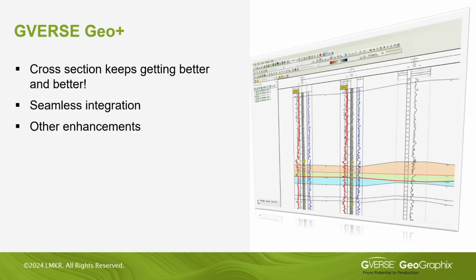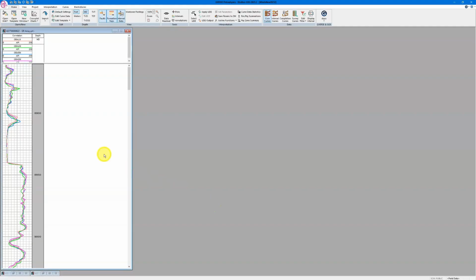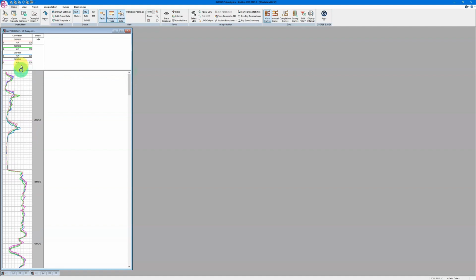All right, let's get back to the presentation here. And now we're going to be talking about GVERSE Petrophysics. So let me bring that up because this is pretty exciting. One of the things that we've added in GVERSE Petrophysics is the ability to take your azimuthal curves. So I've got these 4 gamma ray curves, left, up, right, and down. I've got these as individual LAS curves that I imported into my project.